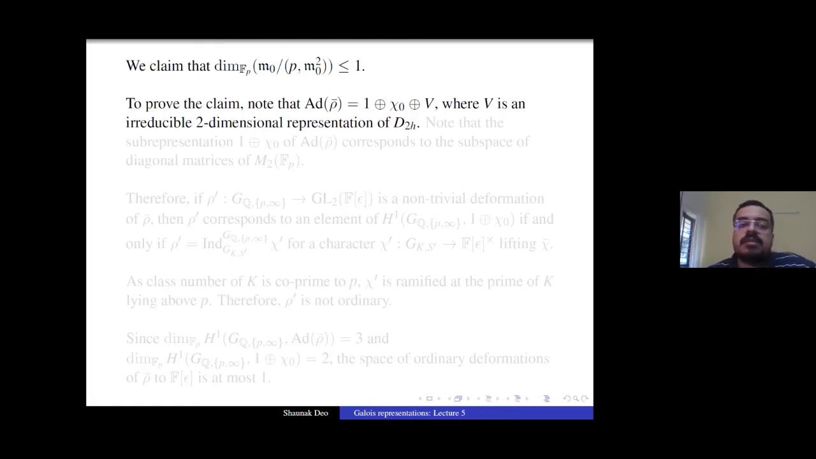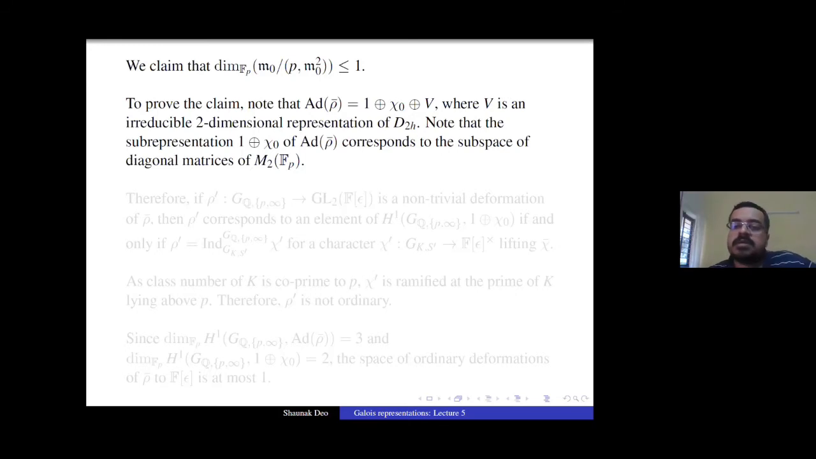And we should note that this sub-representation 1 direct sum chi naught of ad rho bar corresponds to the subspace of diagonal matrices of M2(Fp). Because our representation is induced from a character, the diagonal matrices actually give a sub-representation. Just check that when you conjugate a diagonal matrix, you get a diagonal matrix again, because your representation contains either anti-diagonal entries or diagonal entries. This space is giving us the sub-representation 1 direct sum chi naught.